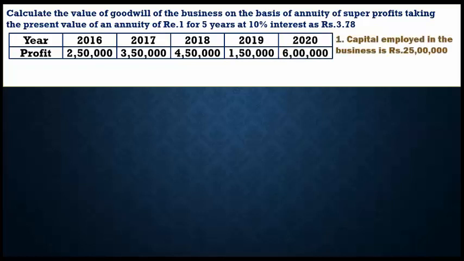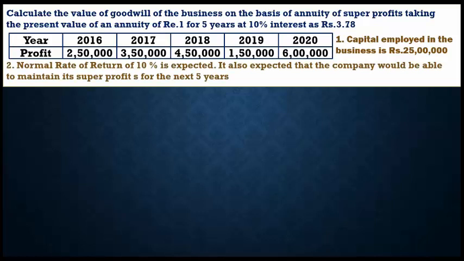Okay, the capital employed in the business is rupees 25 lakh. Now the second adjustment: the normal rate of return of 10% is expected. It is also expected that the company would be able to maintain its super profit for the next 5 years.